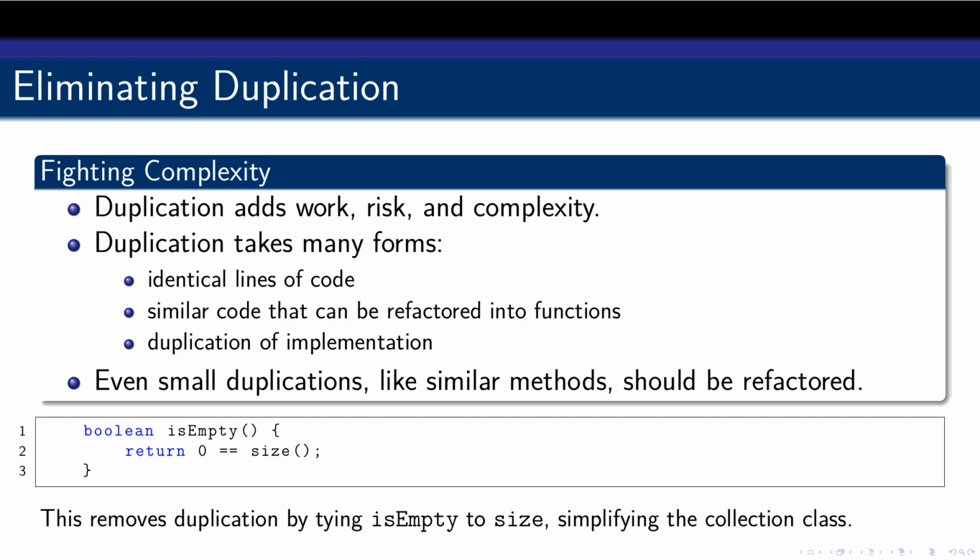Duplication is the enemy of clean code because it adds complexity, risk, and extra work. It can appear as identical lines, similar code that could be unified into functions or duplicated implementation logic. For example, we might have 2 methods in a collection class, one for size and one for isEmpty. One approach might have the isEmpty method tracking a Boolean and size tracking a counter. We can eliminate this duplication by tying isEmpty to the definition of size.